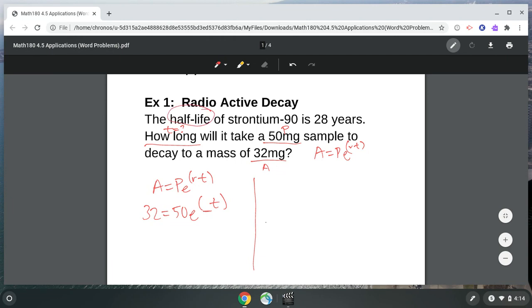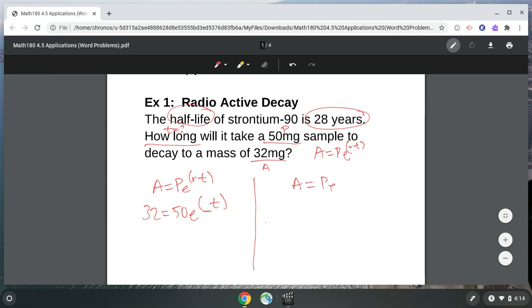Whenever you see half-life, as soon as you see that, it gives you a lot of information. It says that the half-life is 28 years. So what it's saying is whatever amount you start with, you end up with half of it in 28 years. Okay, so let's go back to our formula here.